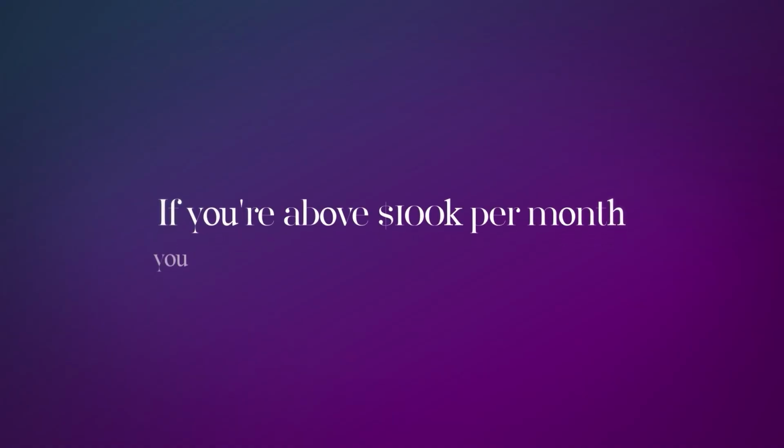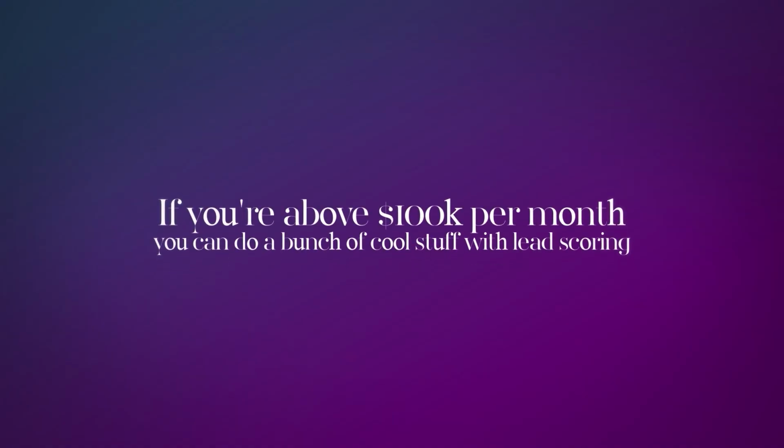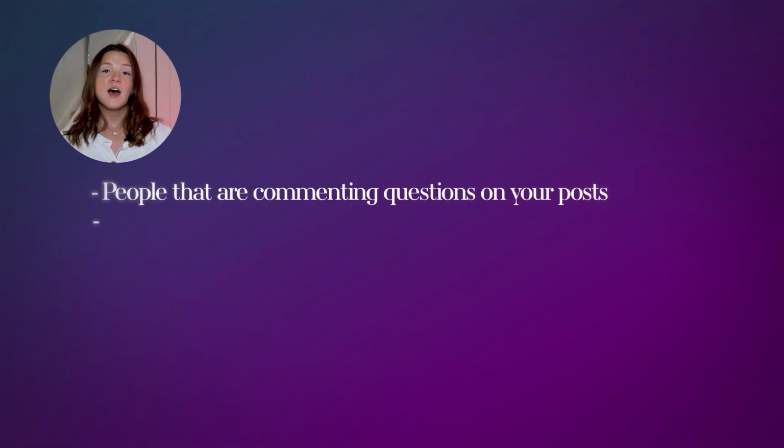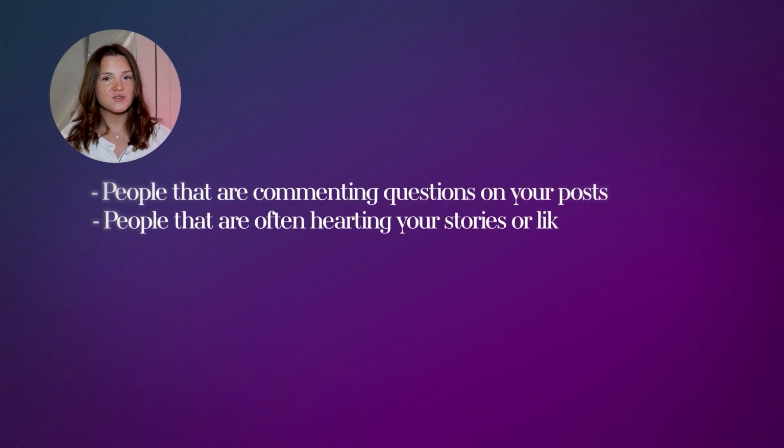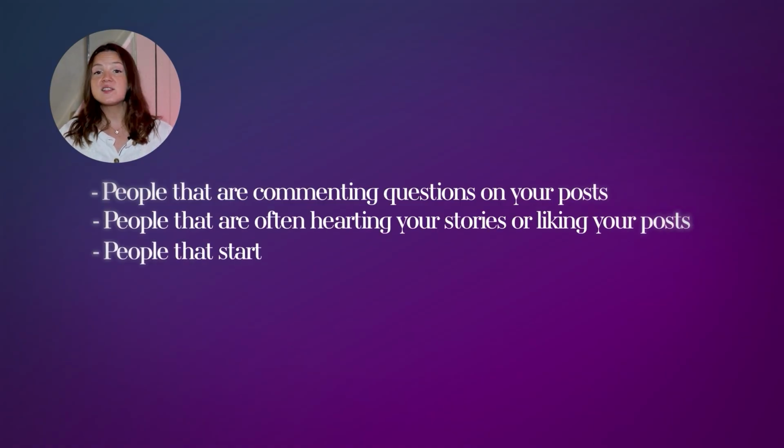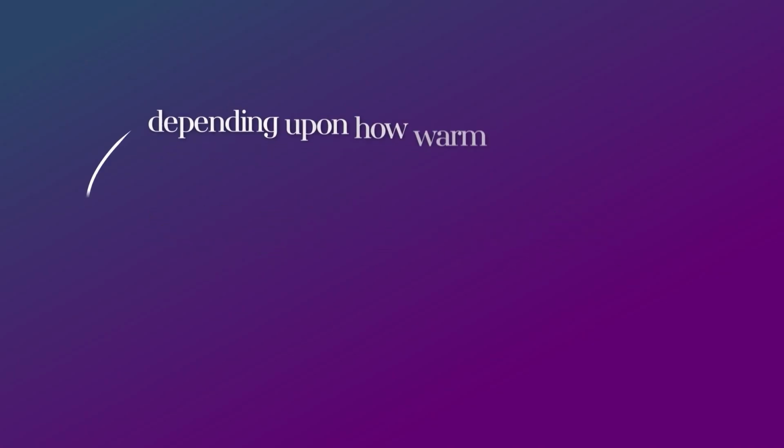And as a side note, if you're above 100K per month right now, you can do a bunch of really cool stuff with lead scoring. Anyway, what your DM setter is going to be looking out for is people that are commenting questions on your posts, people that are often hearting your stories or liking your posts, people that start following you. They can reach out to 200 of those per day, depending upon how warm your account is. But the general KPI would be 200 per day. And then the rest of the time, they could be accepting new connections on Facebook and LinkedIn. But that's a different video for a different day.